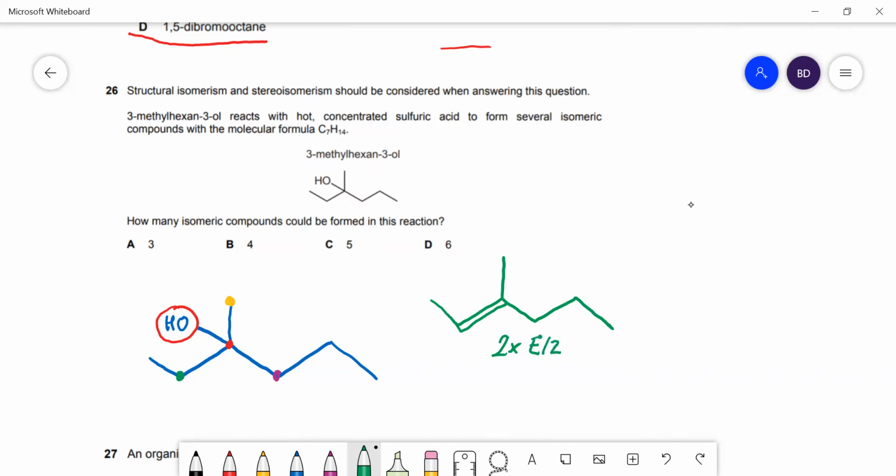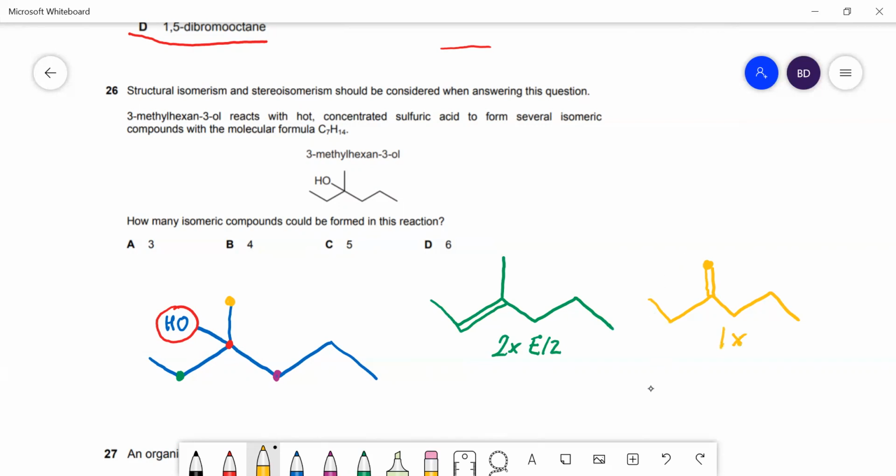Let's look at the structural isomer you get if you remove the hydrogen from the yellow one. You're going to get your double bond there. Now that doesn't have E/Z isomers because this carbon here has 2 hydrogens attached to the end, so it doesn't matter which way around it goes. So that's just one of those.